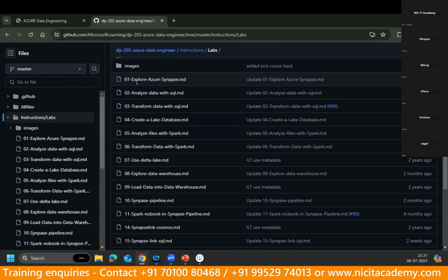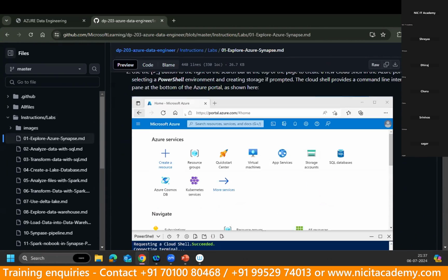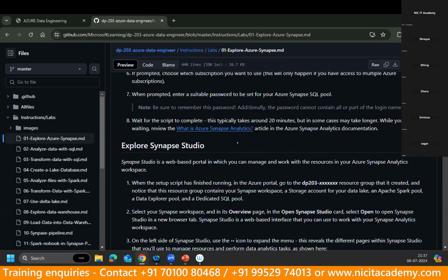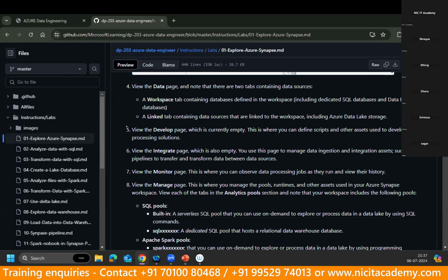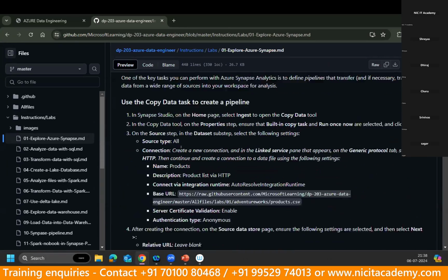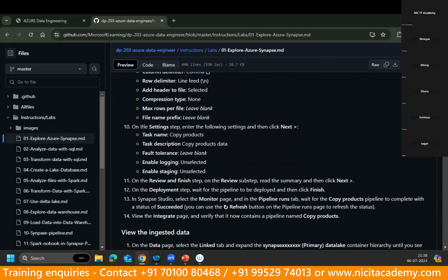So explore Azure Synapse. If I open this, this is what you will get inside. It will show you what the Azure portal looks like, and what steps you have to perform, a step by step guide. Like, view the developer page, which is currently empty. This is where you can define scripts and other assets used to develop a data processing solution. Once we are done with Azure Synapse, you can go ahead and do these labs. This is step by step documentation of everything you have to do. On the settings step, enter the following settings and then click next. Task name: copy product, task description.